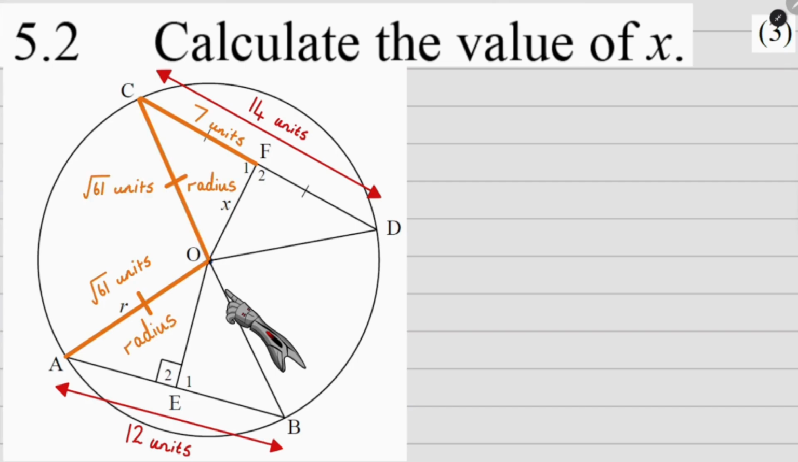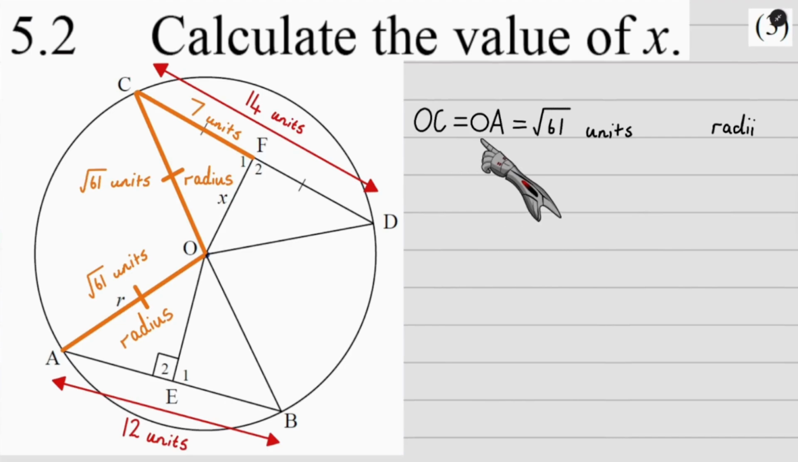There's a radius alert. So we know that the length of CO is root 61 units because it's a radius. This is also a radius and we know its length. So let's see how we state that. We're just going to say OC is the same size as OA because they are both radii, and we just slap on the physical size next to that of root 61 units.